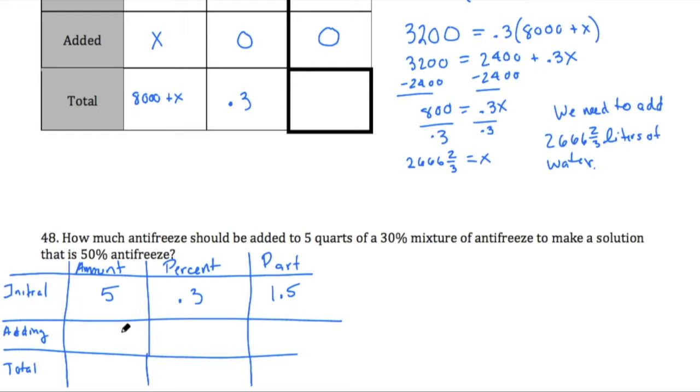So we are adding to it some amount of antifreeze, but we don't know that. So again, that is our unknown. Now, unlike when we were adding water in the last example, this time we're adding pure antifreeze. So the percent of antifreeze that we're adding is 100% in the new solution. 100% as a decimal is just 1. So x times 1 is x. Our final solution will be the 5 quarts we started with plus however much antifreeze we add, so 5 plus x. We want our final solution to be 50% or 0.5 antifreeze.